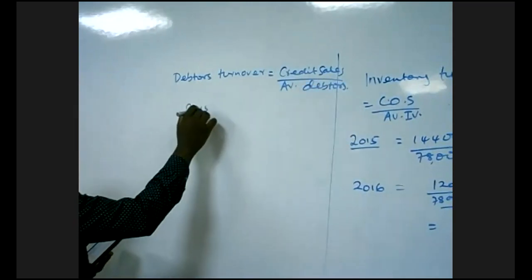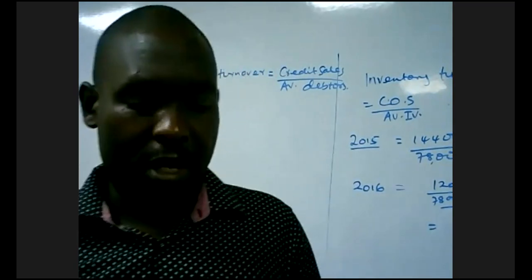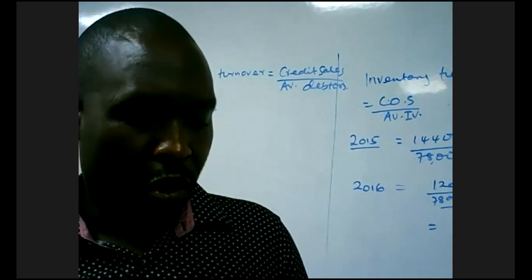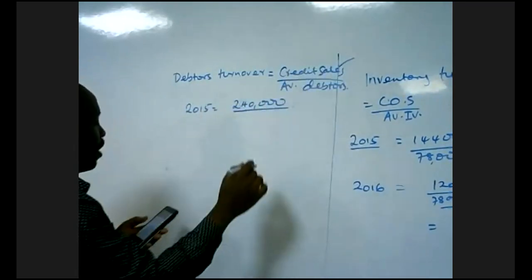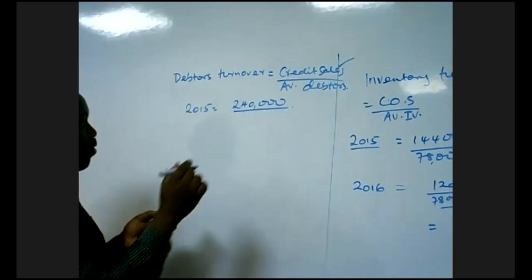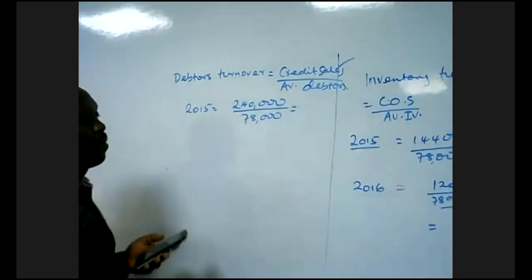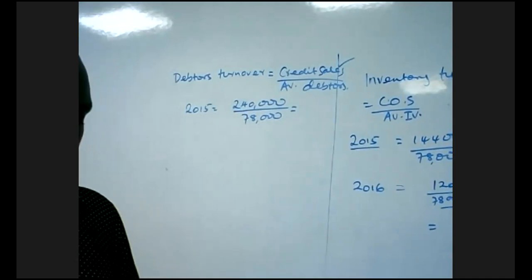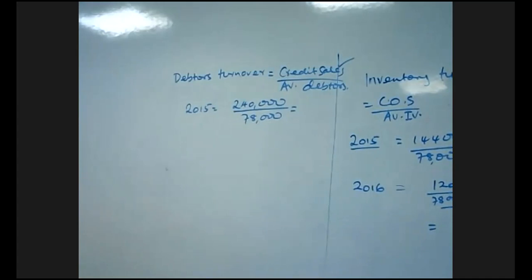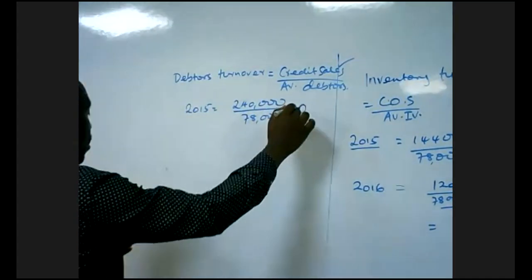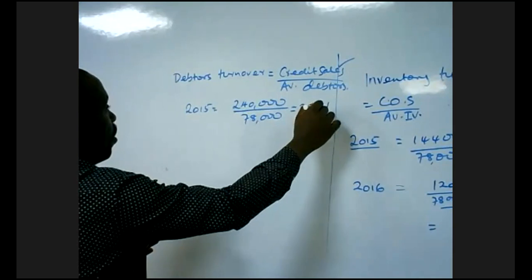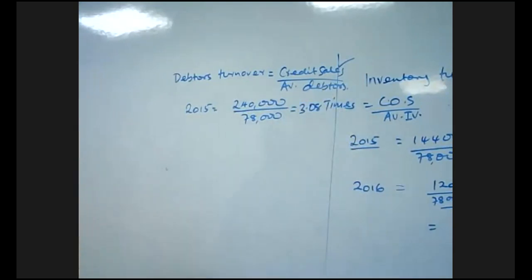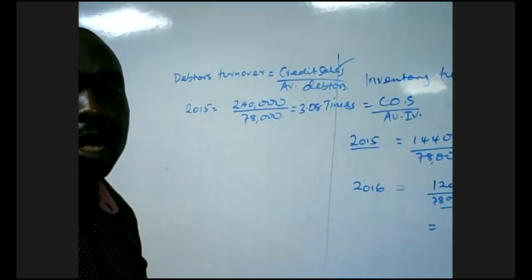So we start with 2015. Remember, you get the sales from the income statement, and there you are told that all the sales are on credit. So 240,000 credit sales divided by average debtors. The debtors figure is one for the year 2015. So how many times are we collecting money from the debtors? 240,000 divided by 78,000 is 3.07. Any turnover ratio, you put it in times. That is the number of times we are collecting money from our debtors.